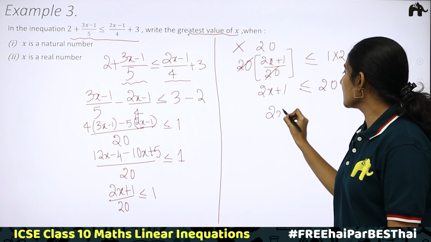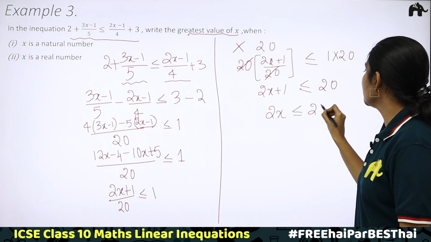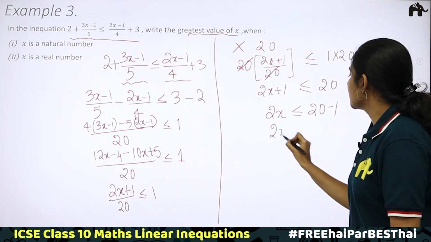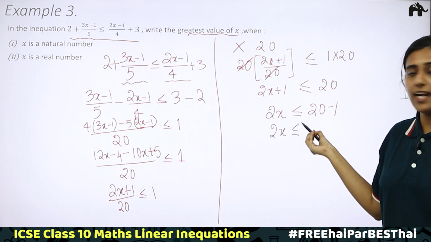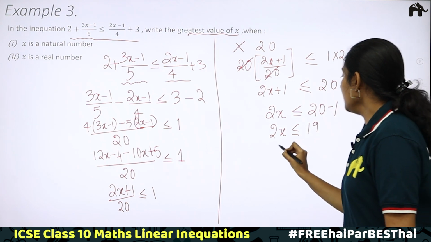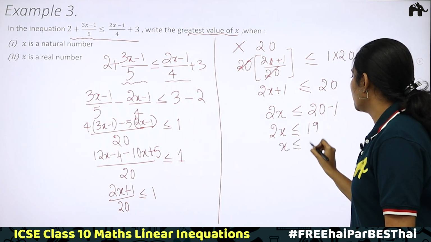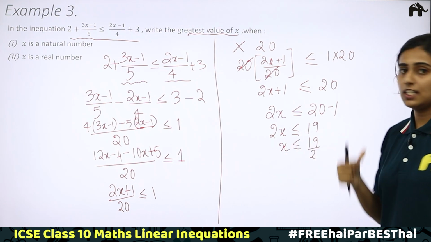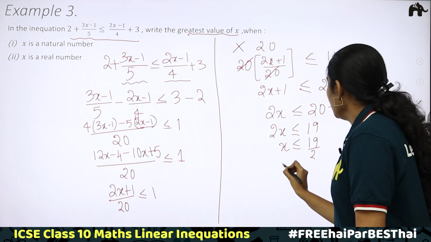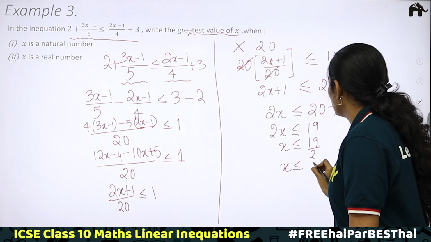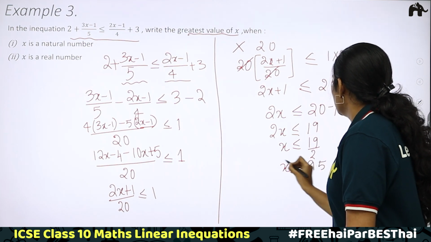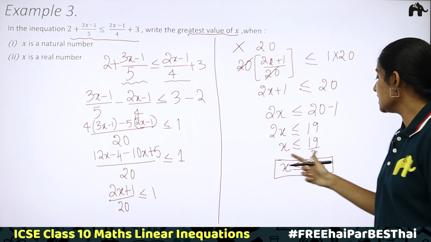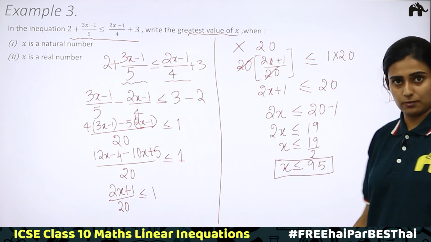That is 2x less than or equal to 20 minus 1. What is 20 minus 1? 19. Then x is less than or equal to 19 by 2. This is a fraction. Now we can convert it into decimal form. Then x is less than or equal to 9.5. This is our condition for x. X should be a number that is less than or equal to 9.5.